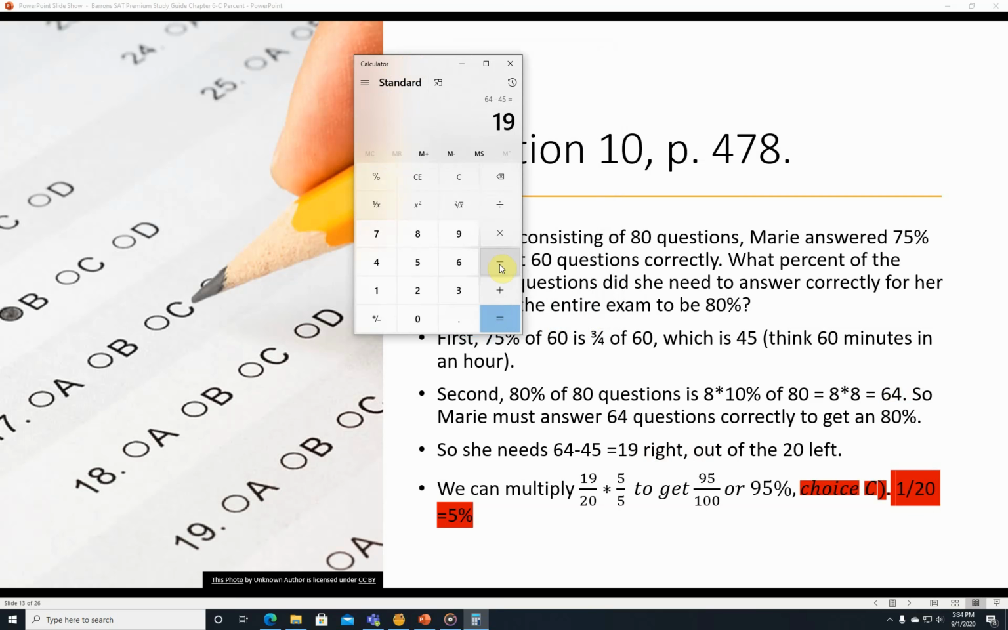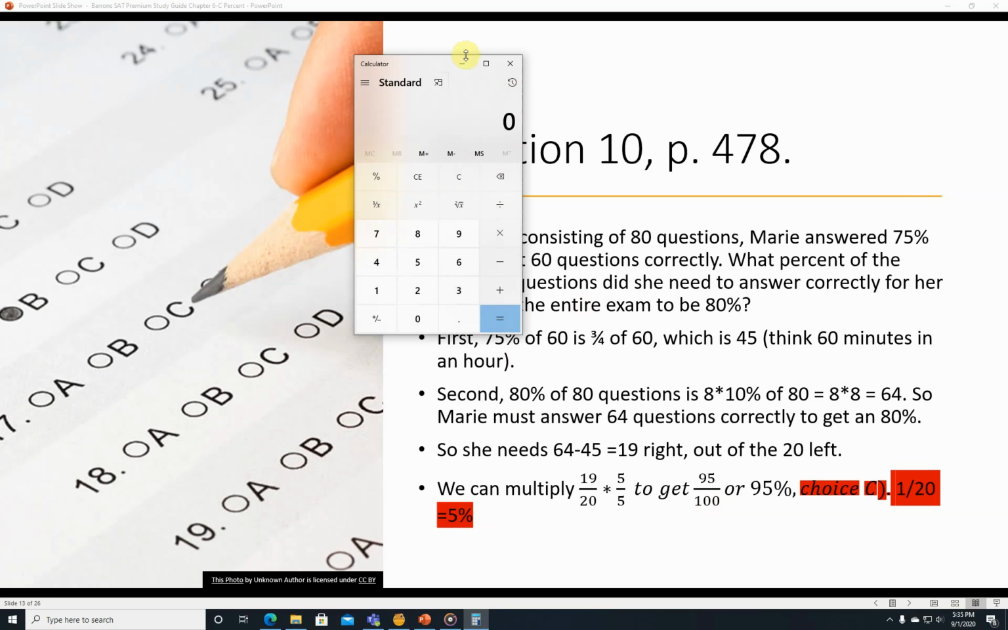So that means 19 divided by 20 out of the remaining. That's 0.95, or 95%. You can multiply it by 100 if you're really insecure about it. So there's your 95. That's 95%. You can also multiply 19 over 20 times 5 over 5 to get 95 over 100, or 95%, which is choice C. 1 over 20 is equal to 5%. That's also worth knowing.